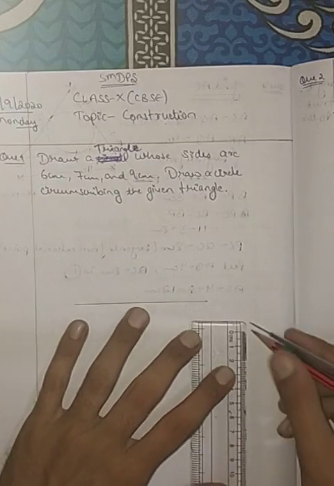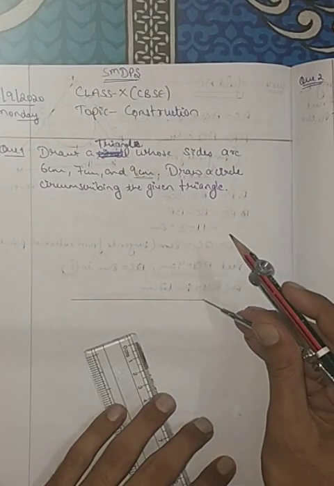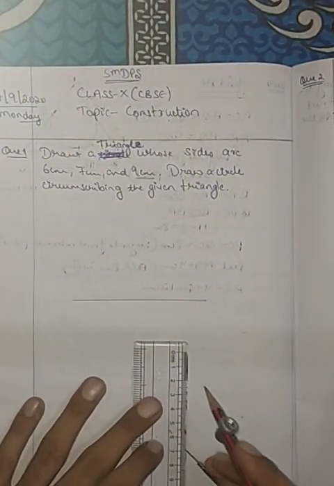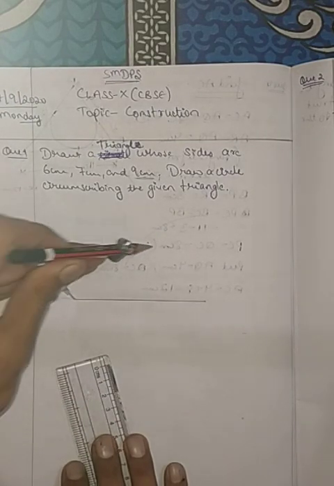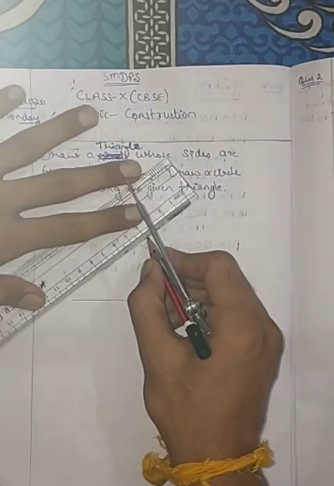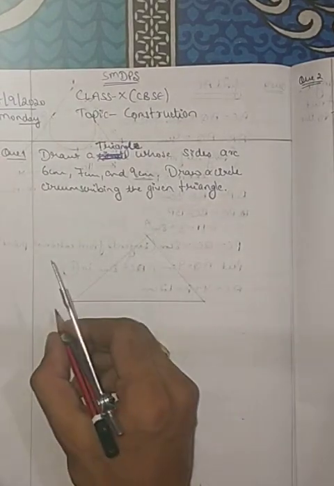So first of all, open your compass to 6 centimeters. Put it on either side of the line and draw an arc. The other side is 7 centimeters. So open your compass to 7 centimeters. Draw an arc from the other side of the line. Mark this point. Join them. So this is the triangle that you got. Name it A, B and C.